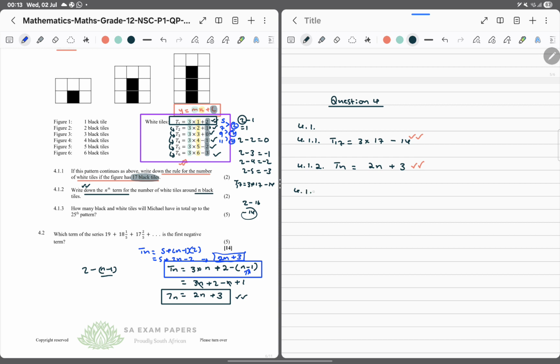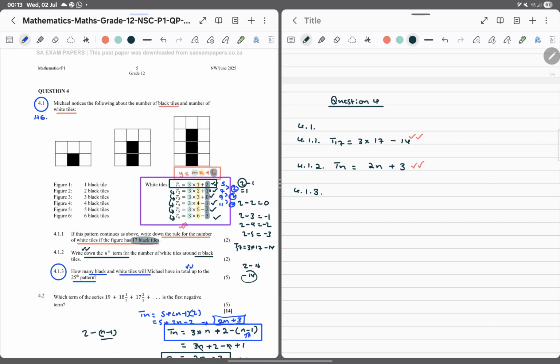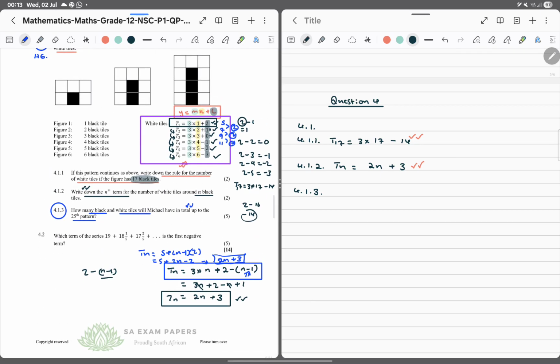So 4.1.3 says how many black and white tiles will Michael have in total up to the 25th pattern. So we need to first add the white tiles and the black tiles and then sum up the total of these tiles. Okay, as you can see, this is now the exam. But the question as a whole, let's say 4.1 for now, is a true higher grade question because it's not that simple. It's not that standard.